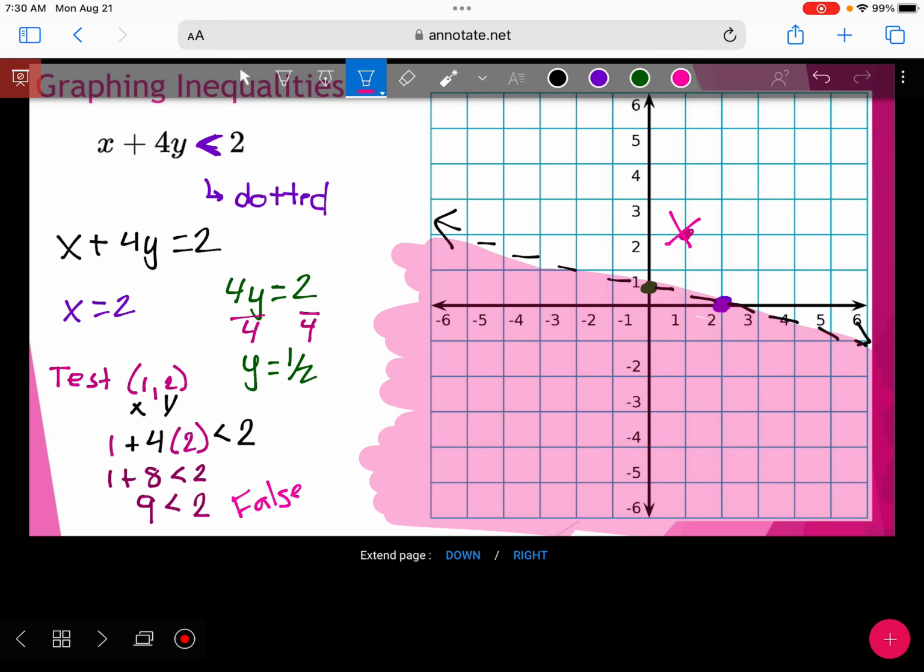If I put 0, 0 in, 0 plus 4 times 0, is that less than 2? 4 times 0 is 0. 0 plus 0 is 0. 0 is less than 2, so this one's true. So for the test point, it doesn't matter what side we pick on, just that we pick a side. So these are weird and a little tricky to get used to. Questions on this first one? We're going to do 2 more like this.